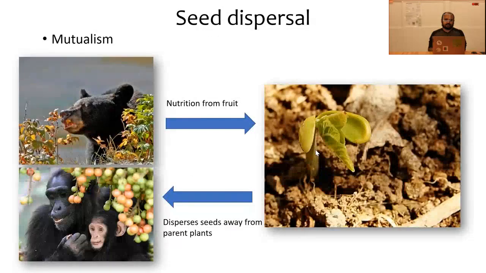At first I will start with what is seed dispersal. It is a mutualistic process where animals get nutrition in the form of fruits. That's why they eat it. But what plants get is that animals, after eating the fruits, disperse the seeds away from the parent plants to new places, which helps them to colonize faraway places. And as both of them, plants and animals, are benefited, it is called a mutualistic process.